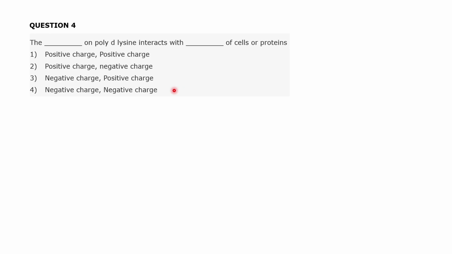Positive and negative. Okay, I got one answer, positive and negative. Any other option? Okay, option 2, I am getting the same option. So I'm getting the answer option number 2, that is positive charge and negative charge. So you are basically right. The positive charge on poly-D lysine interacts with the negative charge of cells or proteins.